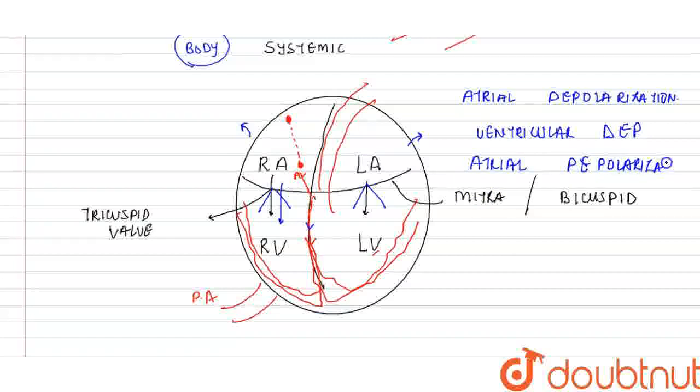Okay. Now, as soon as the blood is transferred to the respective vessels, that is, the right ventricle to the pulmonary artery and the left ventricle to the aorta, what will happen? The ventricles will relax, and that process is known as ventricular repolarization. So these are the events that take place during the cardiac cycle.